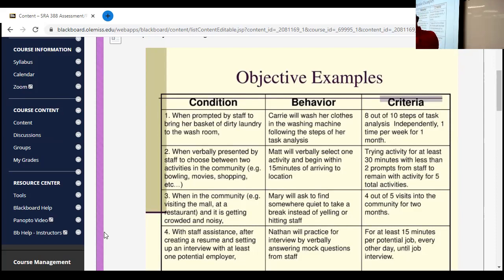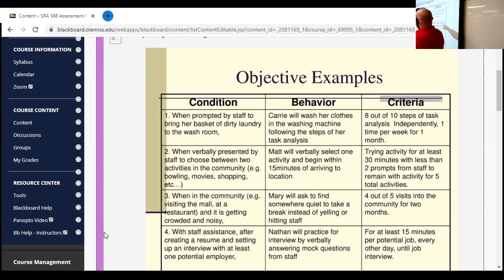She's going to wash her clothes in the washing machine following the steps of the task analysis. So basically you break that down with her and tell her this is what we must do. We have to bring the laundry in here. You're going to put your soap in right here. And you're going to put in 75 cents, close it, and press start. So you've gone through the analysis and the instructions of her to be able to do that, okay?